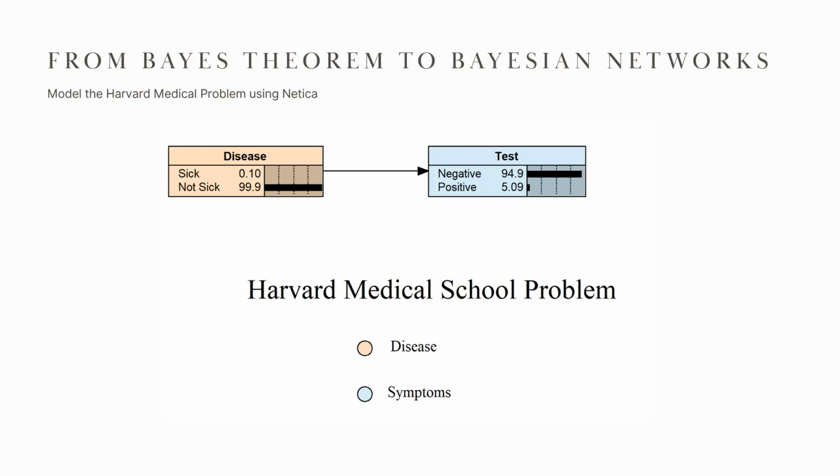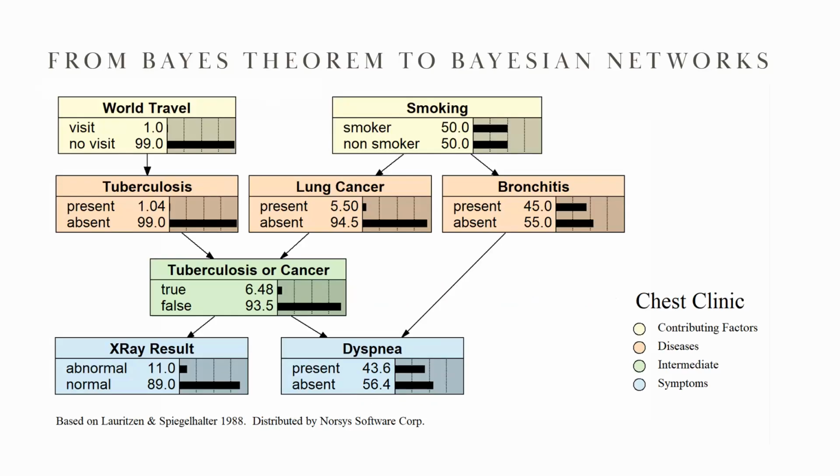Next, we're going to look at the chest clinic. This is a model of a chest clinic where we want to diagnose a patient. The nodes at the top are possible causes of a disease. In the middle are the diseases, and at the bottom are the expected symptoms.